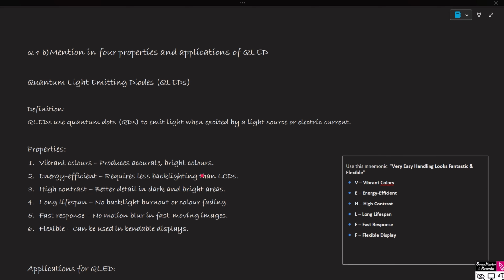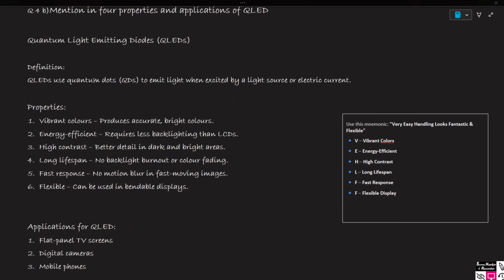The properties of these are these 6. Vibrant colors, energy efficient, high contrast, and long lifespan compared to the OLED. Since OLED is using organic molecules, this will decrease the lifespan. You can write it in difference also: in QLED we get long lifespan, whereas in OLED we don't. Faster response, here we are also having faster response. These are flexible and used in bendable displays, but not as bendable as the OLEDs.